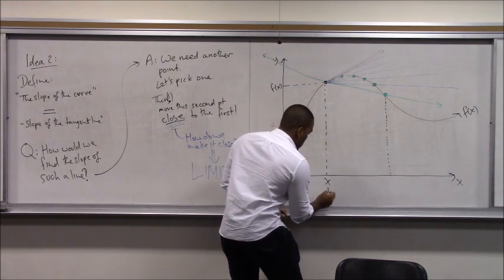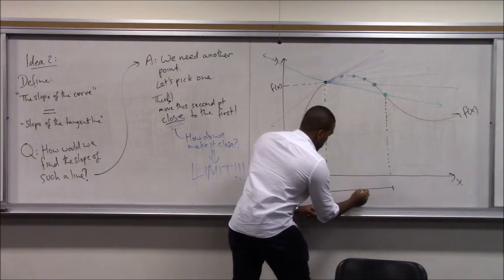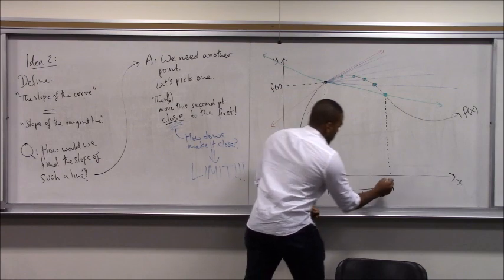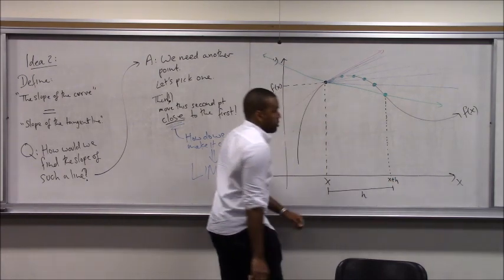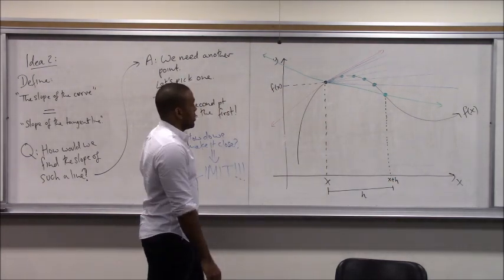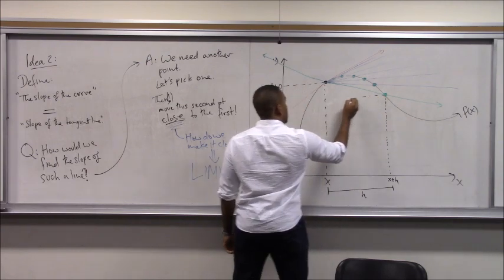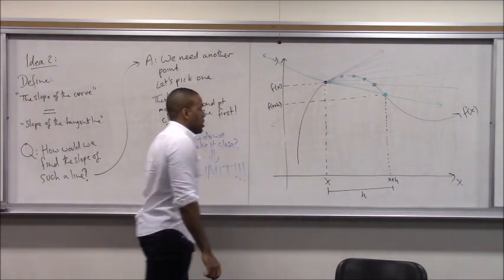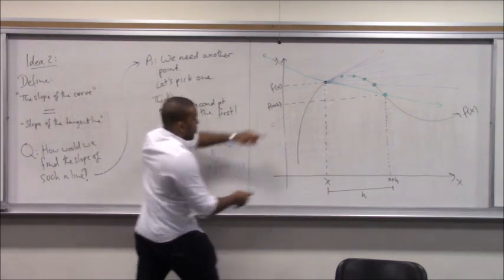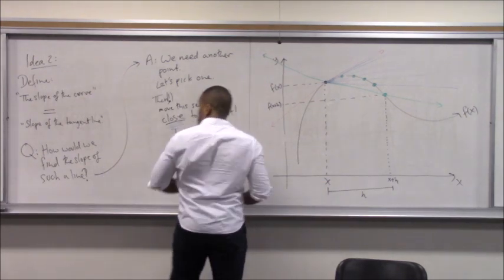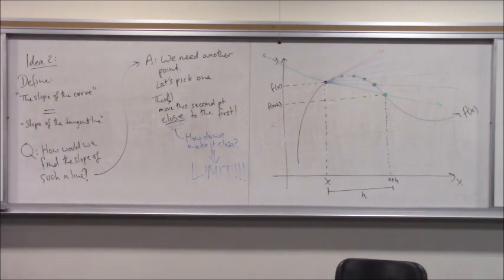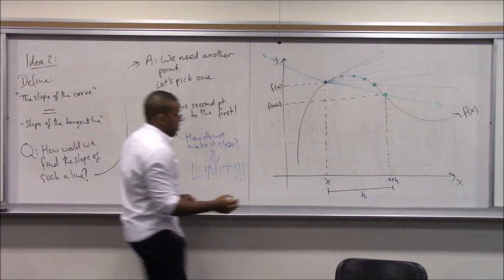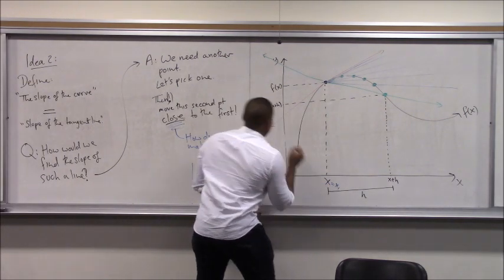Let's say I measured a certain distance away, call that h. So this is now the coordinate x plus h, and over here is going to be f of x plus h. So this was the first coordinate, x comma f of x. That was the first point, the point that I care about. So this is like my x1 and my y1.